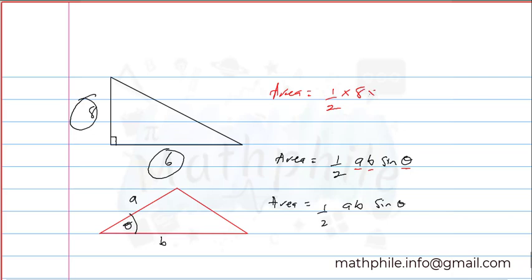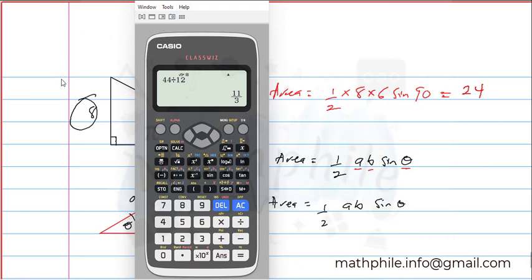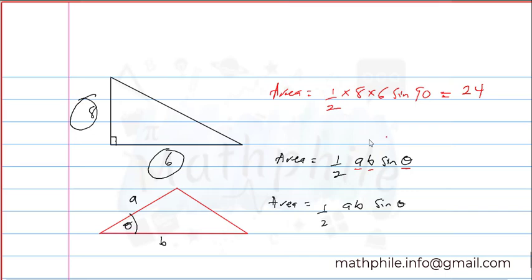Times 8 times 6 sine 90. Is that okay? So let's use that one and see if we can get the answer. I think this still gives you 24 if you type this on the calculator. Done again. So you can see that this also worked out.